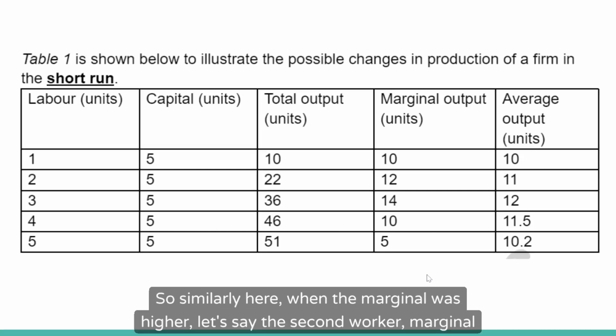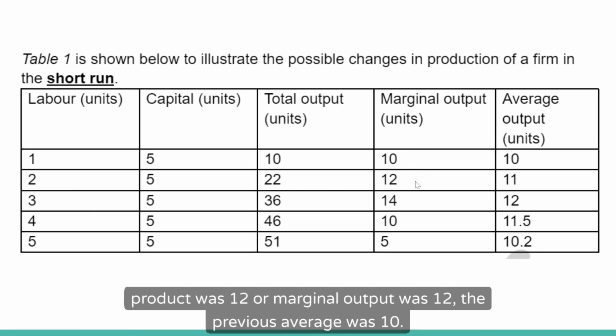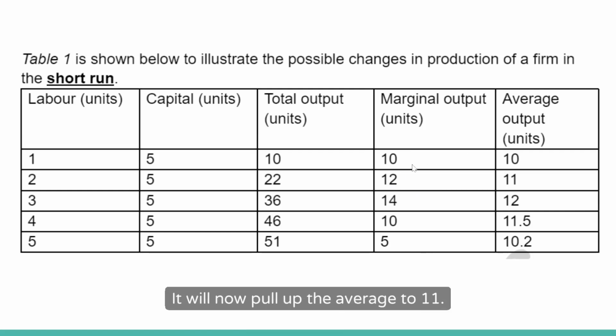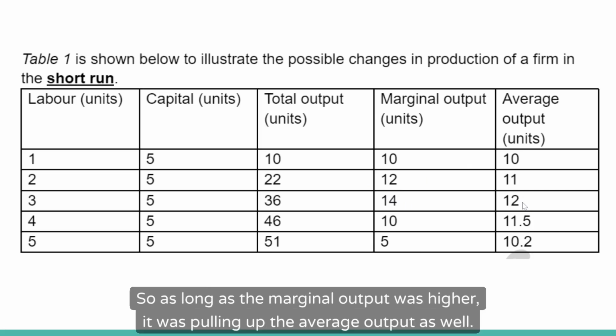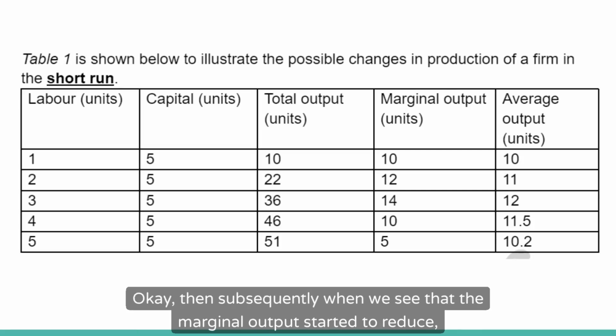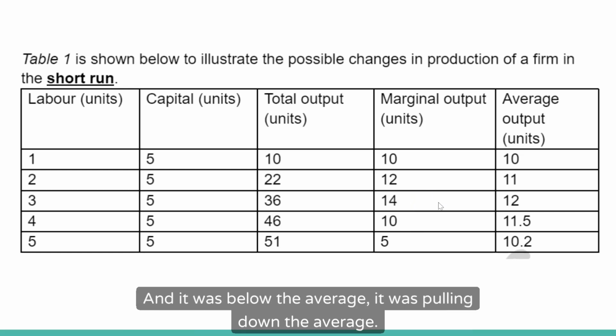So similarly here, when the marginal was higher, let's say the second worker, marginal product was 12, or marginal output was 12, the previous average was 10. It will now pull up the average to 11. Then we look at the third worker, the marginal output was 14, and it pulled up the average to 12 in this case. So as long as the marginal output was higher, it was pulling up the average output as well. Okay, then subsequently, when we see that the marginal output started to reduce and it was below the average, it was pulling down the average.